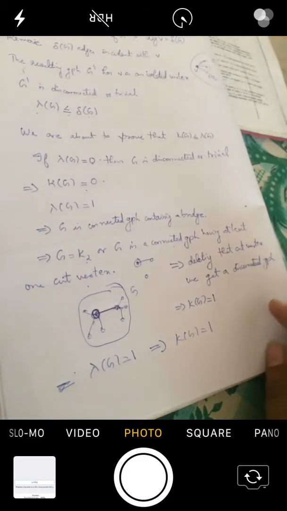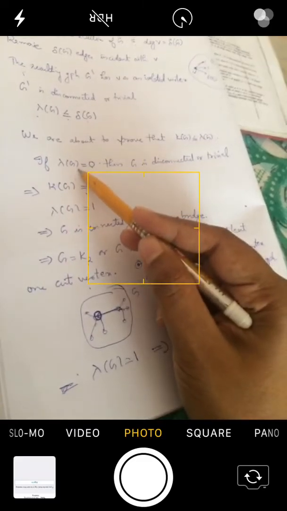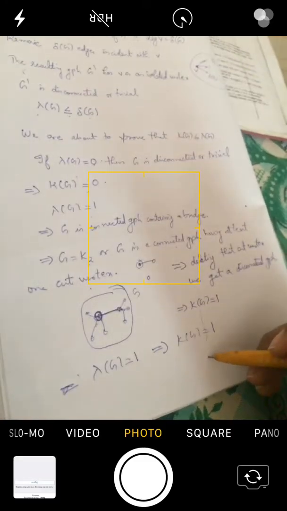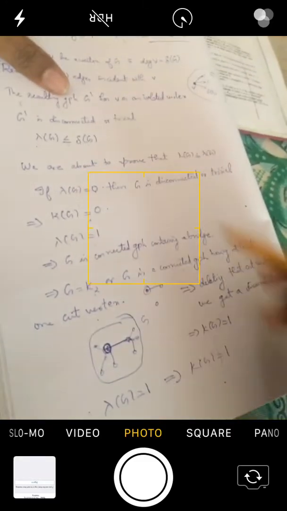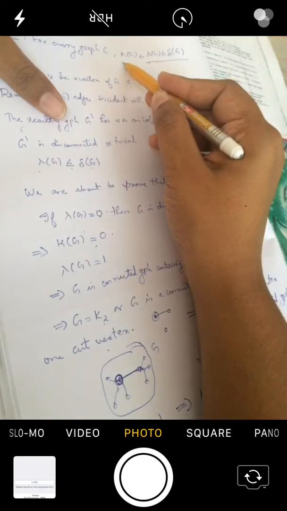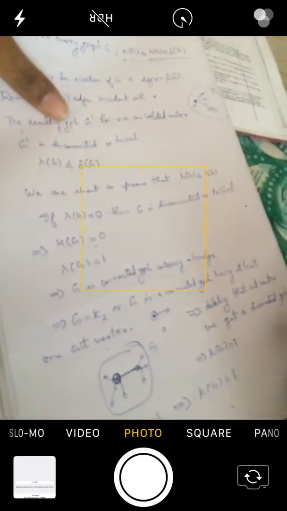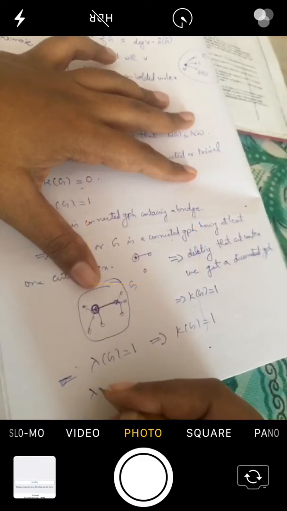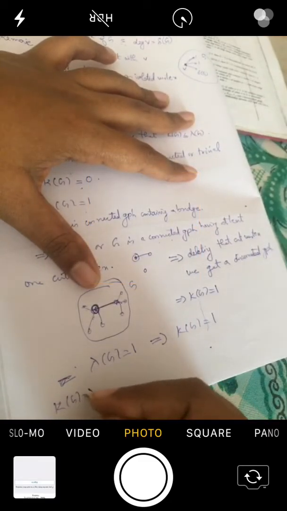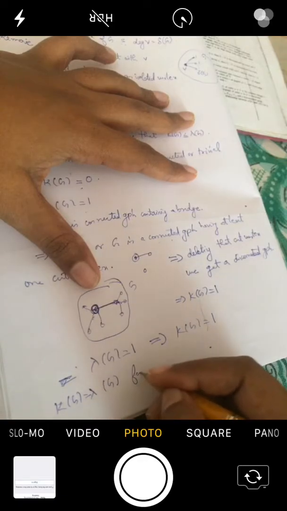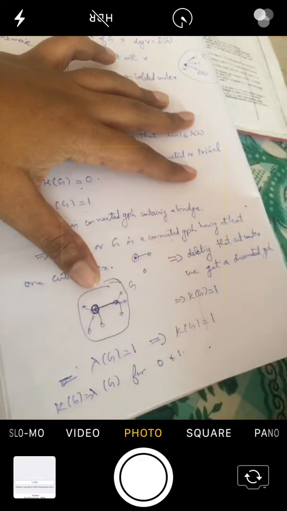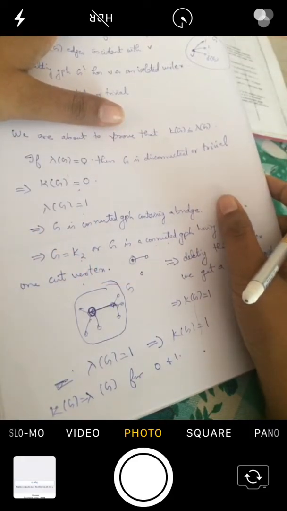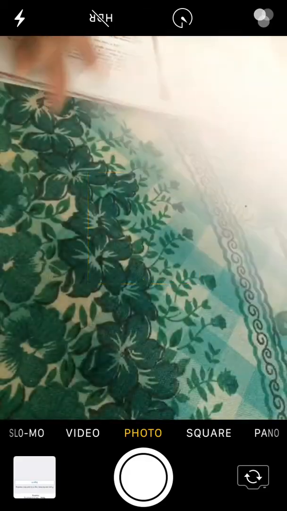So for lambda G equal to 0, we got kappa G equal to 0, and if lambda G is equal to 1, we get kappa G equal to 1. What we need to prove is that kappa G is less than or equal to lambda of G. So we have seen that for 0 and 1, kappa of G equals lambda of G. Now what happens when lambda G is greater than or equal to 2?